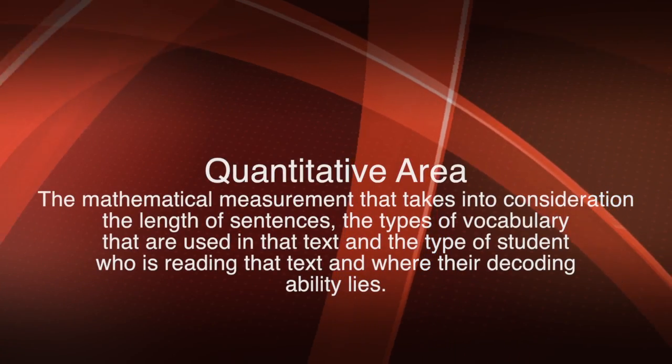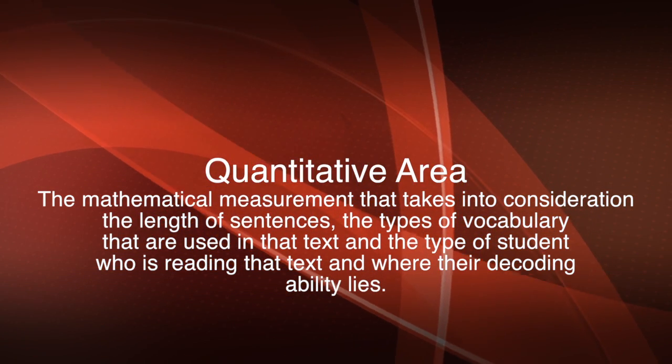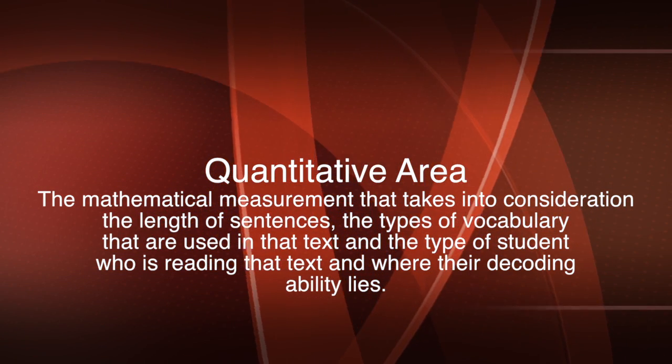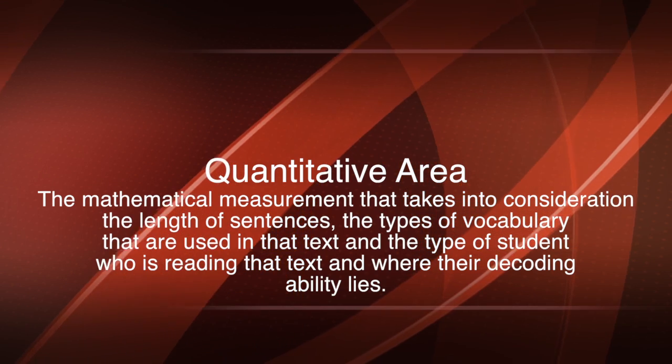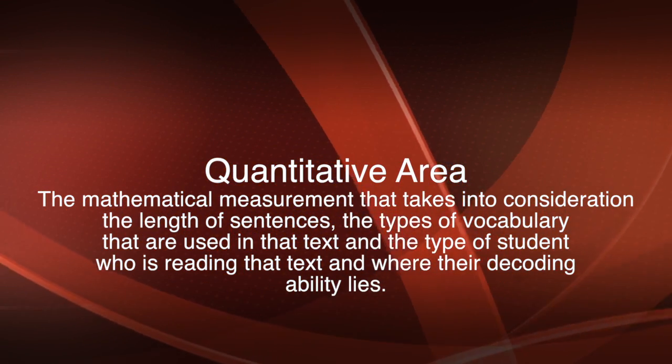The second area is called the quantitative area. I've alluded to it earlier, and that's a mathematical measurement that takes into consideration the length of sentences, the types of vocabulary that are used in that text, and the type of student that's reading that text and where their reading or decoding ability lies. It is well known that in 21st century schools, we don't take into consideration just the quantitative. We're going to be looking at qualitative at best.